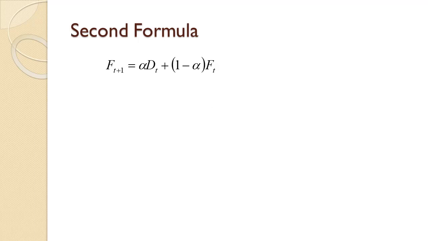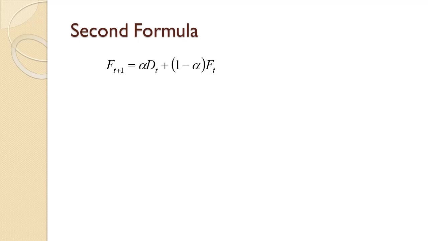Some textbooks use a second version of the exponential smoothing formula as shown on the slide. If this is not the version of the formula used in your textbook, you can skip this slide completely. The formula on the slide says that the forecast next period is equal to alpha times the demand this period plus 1 minus alpha times the forecast this period. This is mathematically equivalent to the first formula. The examples will be shown using both formulas.